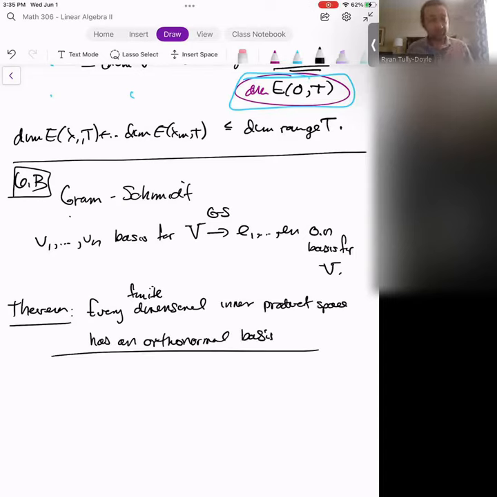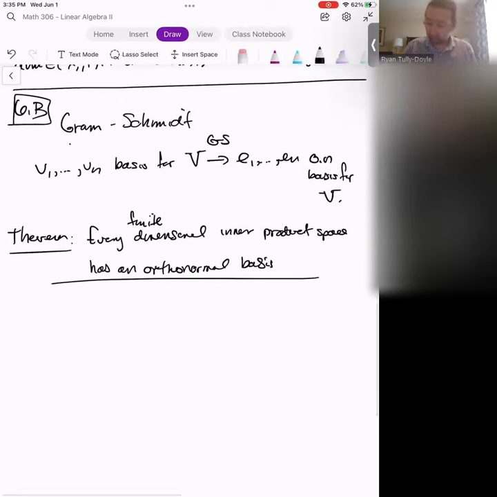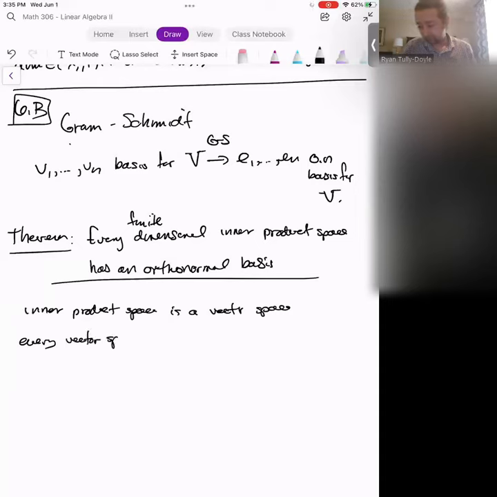And if you want a quick proof, well, an inner product space is a vector space. Every finite dimensional vector space has a basis, V1 to Vn. Apply Gram-Schmidt.